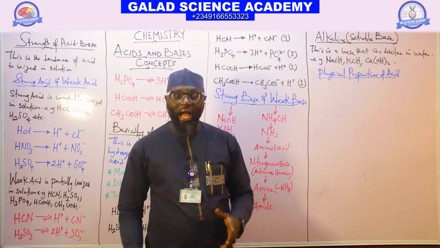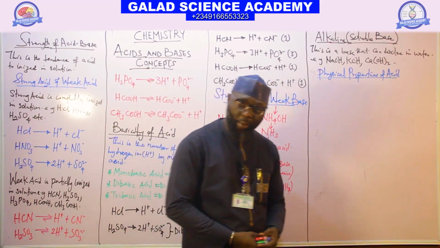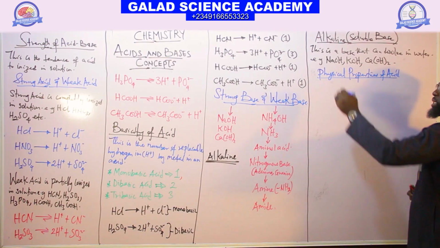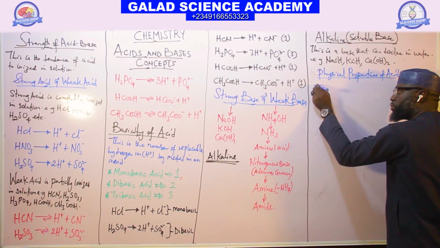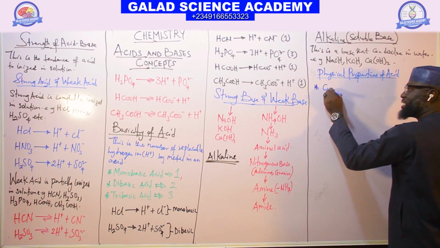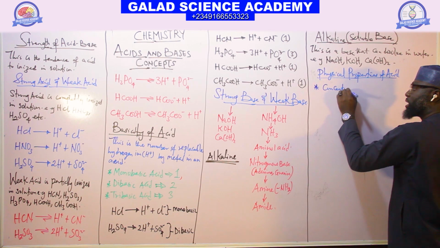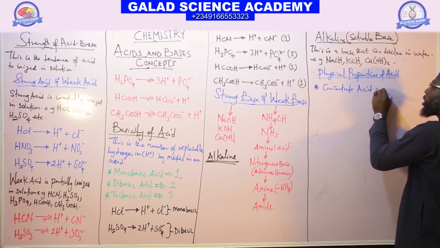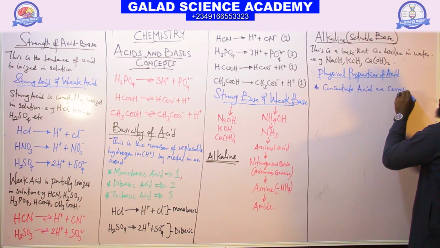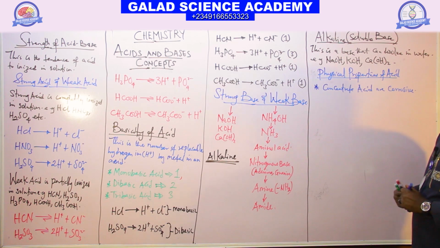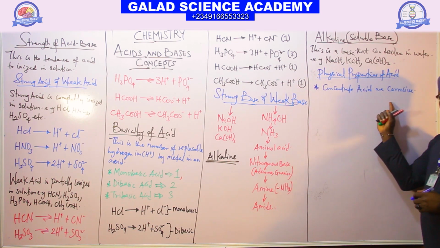We all know that acids are colorless, like water. But the first physical property of acid, concentrated acids, are corrosive. So the concentrated acids are corrosive, are dangerous.